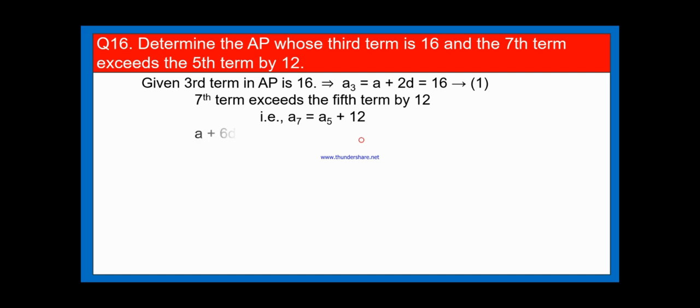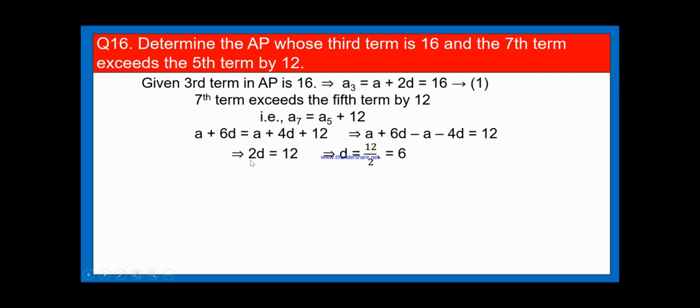Now, what is A7? A7 means a plus 7 minus 1 d, a plus 6d is equal to A5, which is a plus 4d, plus 12. It implies a plus 6d, taking a to the other side, minus a, and 4d to the other side, minus 4d, is equal to 12. Now plus a and minus a will get cancelled. 6d minus 4d, 2d is equal to 12, and d is equal to 12 divided by 2, 2 sixes are 12. Therefore, the common difference of this AP is equal to 6.